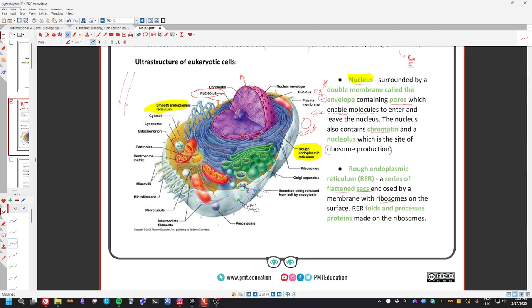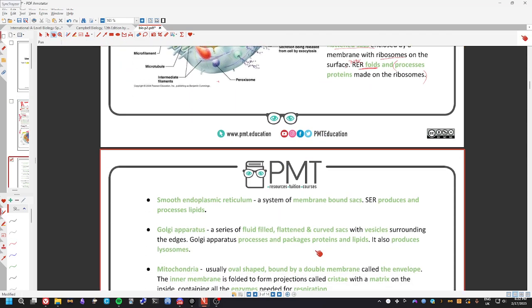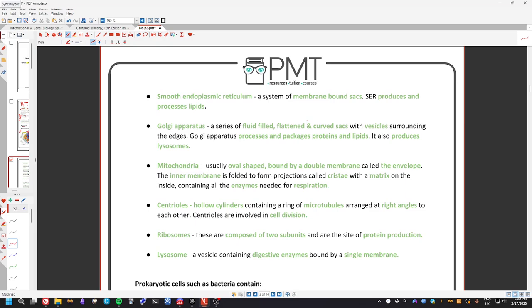The RER folds and processes proteins, so this is your function over here. It folds for a greater surface area, perhaps so that it can fit more ribosomes and more endoplasmic reticulum in a smaller space, and it processes proteins made on the ribosomes. That just seems like common sense. When you have ribosomes, you're going to have processing of proteins.